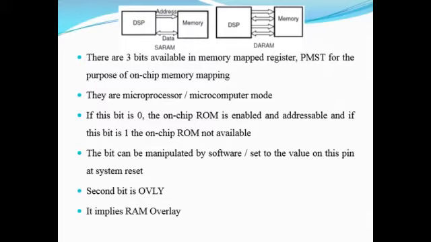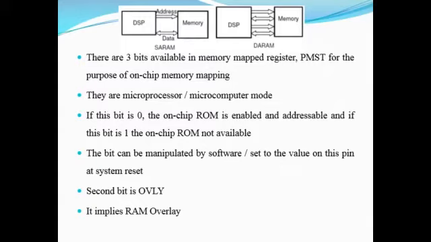And the bit can be manipulated. So there is a possibility of manipulating this bit by software or setting it to the value on this pin at a system reset. So it means that either you can manipulate this by using software, either you can set or reset this so that it can enable the on-chip ROM, or it can disable the on-chip ROM, and setting the values on this pin to a system reset. And that is the first bit we are going to consider.